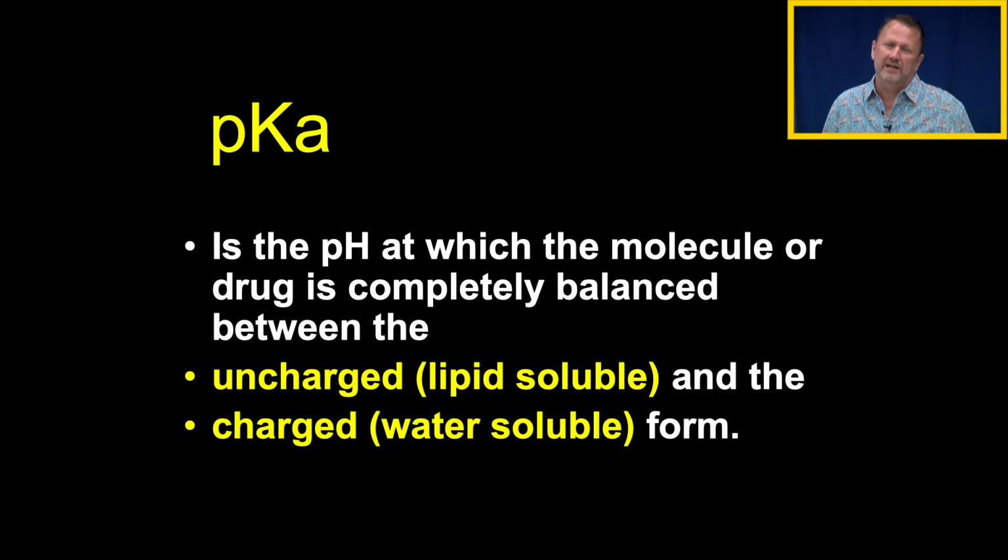And the pKa describes a drug quite simply as the balance between its charged form and its uncharged form. It's just quite simply a description of the drug. It tells us basically how basic or acidic a solution needs to be for there to be balance between the two forms. And then that tells us the property of the medication.